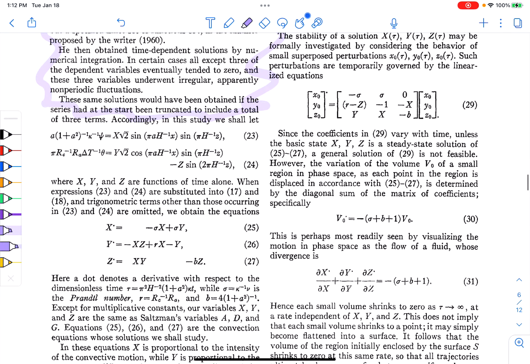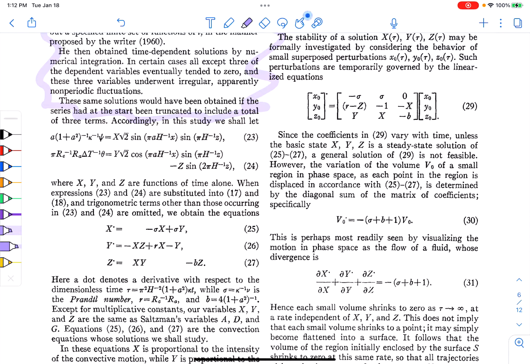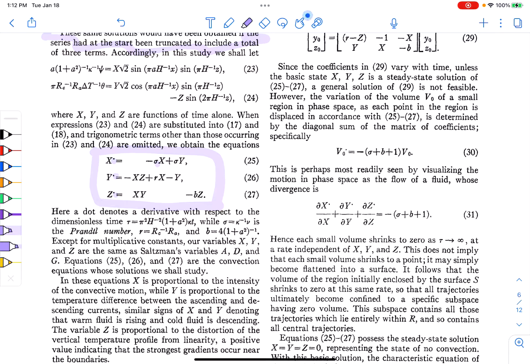The most important thing to understand is that those equations here, 17 and 18, have been reduced through all this analysis into 3 ODEs. X dot, y dot, z dot equals negative, what's this non-dimensional variable? Sigma, yeah, sigma. Negative sigma x plus sigma y, and negative xz plus rx minus y, and xy minus bz.